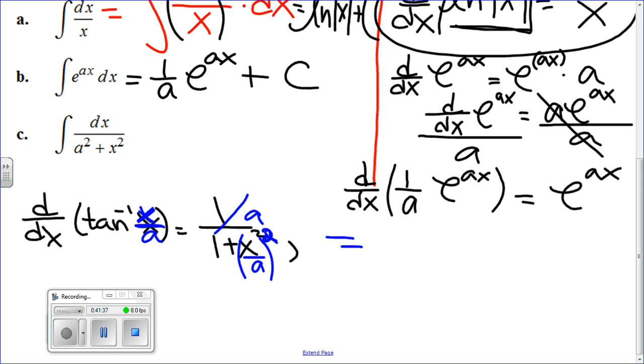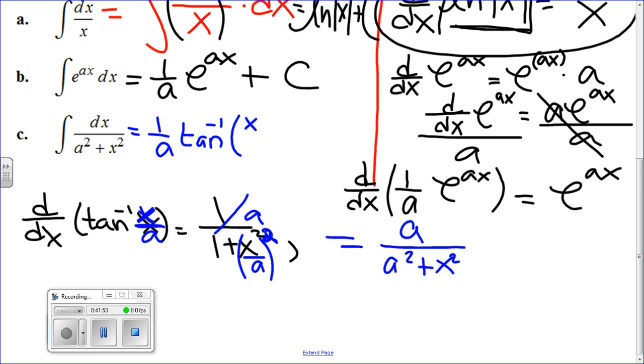I will rework this one with you guys. This is way too rushed. But anyway, the answer for this one is just 1 over a tangent inverse of the angle x over a. We'll review that one on Wednesday. There's another table on your next slide, and then there are just 3 more problems, so we'll finish on Wednesday quickly.